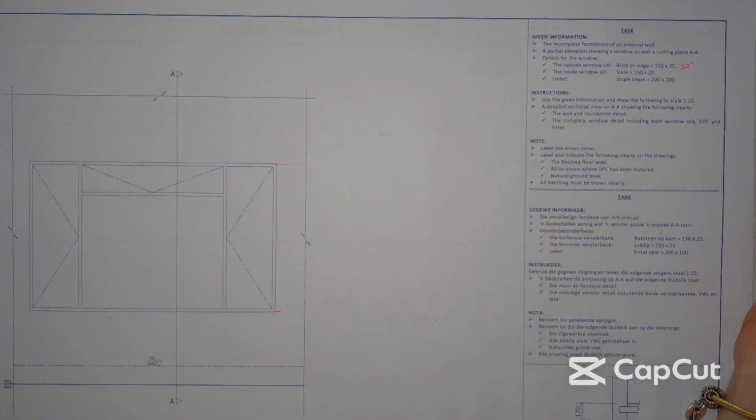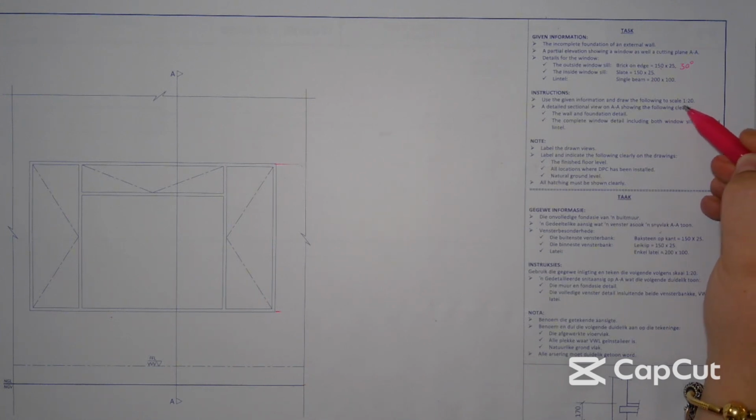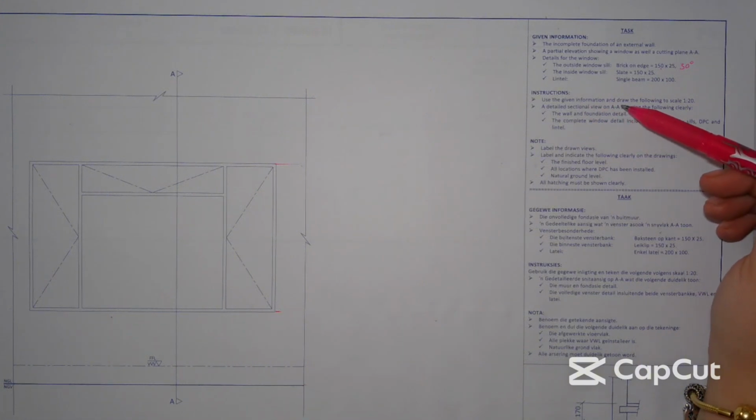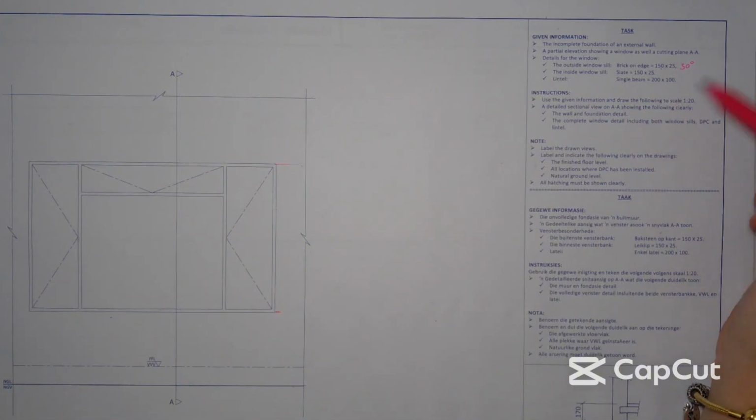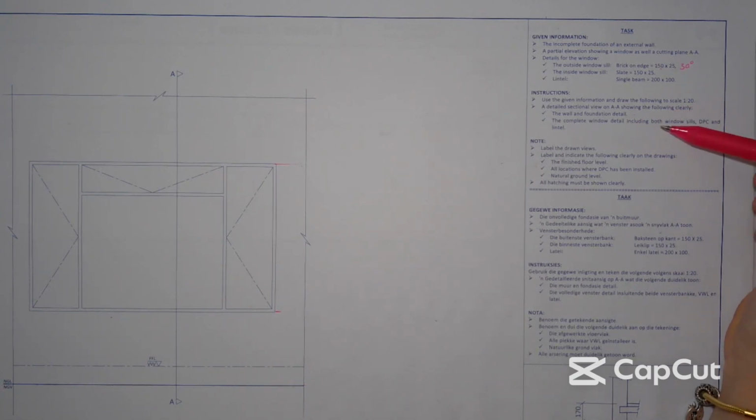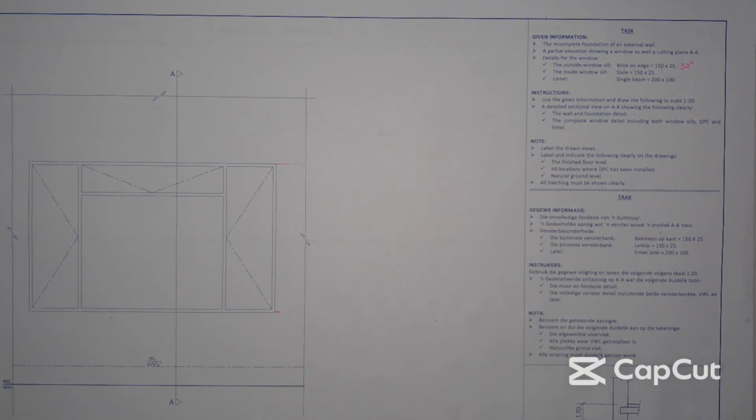Instructions. Use the given information and draw the following to a scale of 1 to 20. What does this mean? Do we multiply or divide? Divide. Okay, a detailed sectional view on AA showing the following clearly: the wall and foundation detail and a complete window detail including both window sills, DPC and lintel. What's a DPC? Proof course. Right.